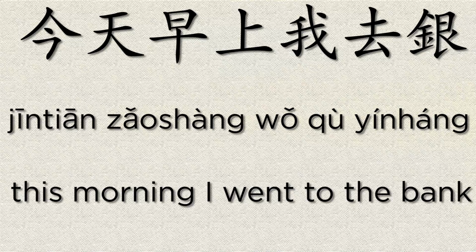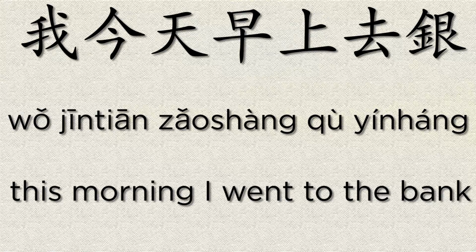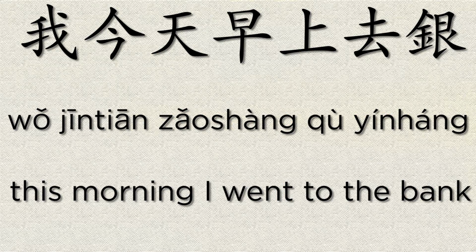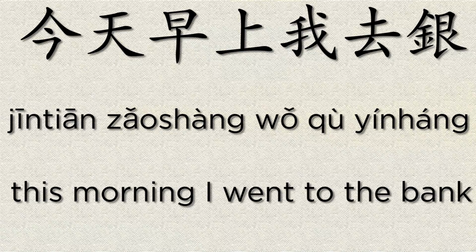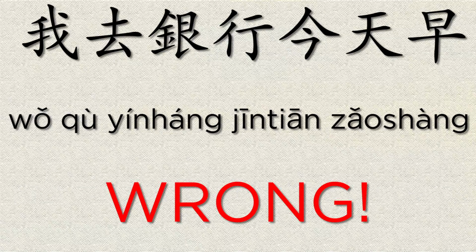Yeah, so in Chinese, that would be 今天早上我去银行, which is this morning I went to the bank. Time, subject, verb. Or 我今天早上去银行. So you always put the time at the beginning of the sentence, either before or after the subject. So the subject is 我. So 我今天早上去银行 or 今天早上我去银行. But you don't say 我去银行今天早上 because that sounds weird. And it's wrong. It's using English grammar in Chinese.